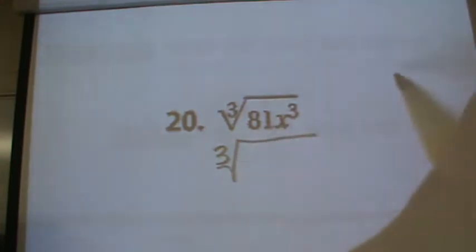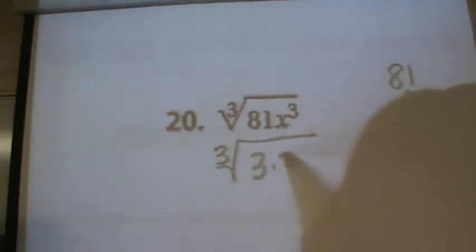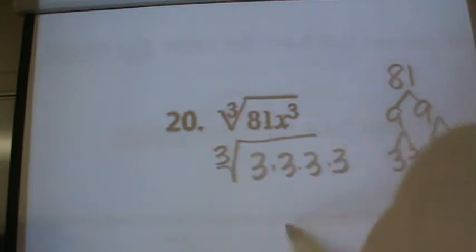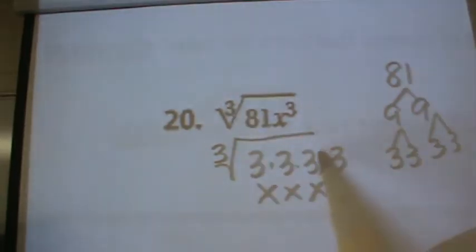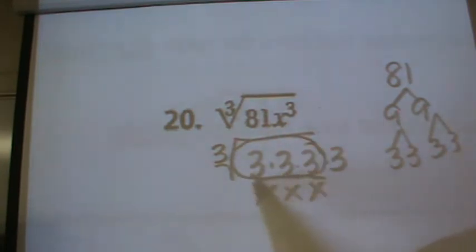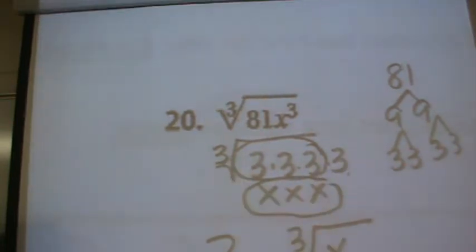All right, number 20. We're looking for the cube root of 81x to the third. Now, 81 is 9 times 9, and 9 is 3 times 3. So we have four 3's, and how many x's? 3. So we're looking for how many of a kind? 3. So we have one set of 3's and one set of x's. So the 3x comes out, what stays is the cube root of 3.